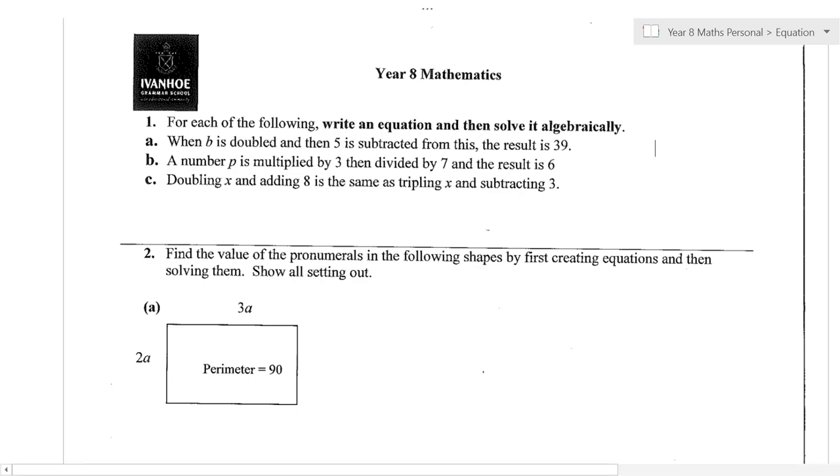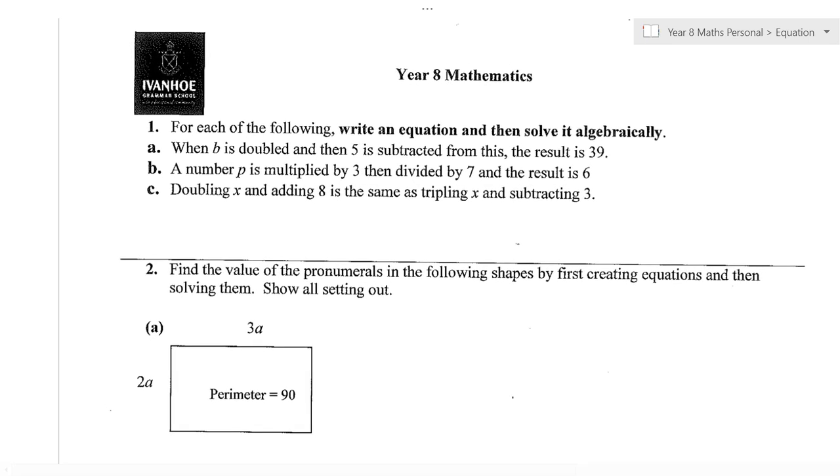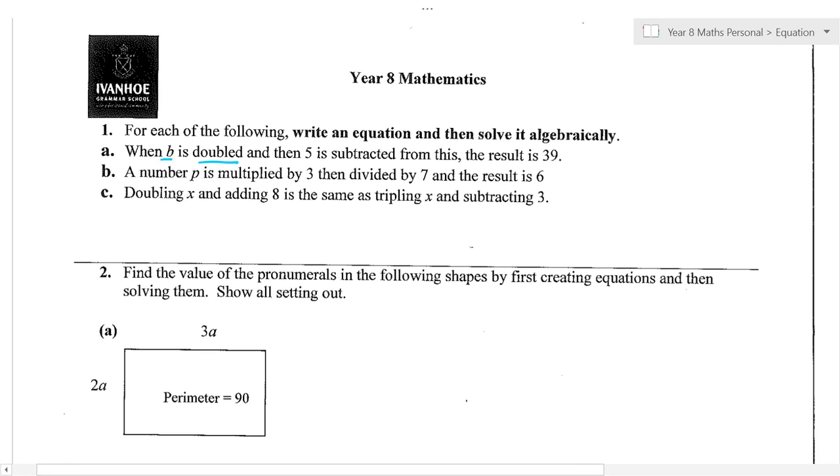It says here, for each of the following, write an equation and then solve it algebraically. It says here that when b is doubled and then 5 is subtracted from this, then that is 2b and then subtract 5 and the result is 39. The thing furthest from the b is the minus 5, so we need to plus 5. There's not much room here, by the way. So that's going to give us 2b is equal to 44. Now, dividing both sides by 2 gives us b is equal to 22.